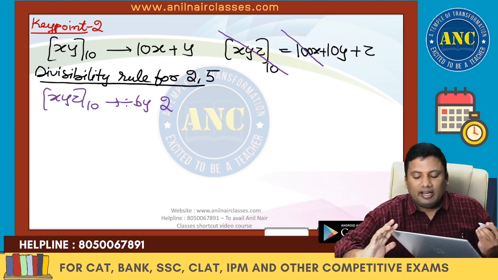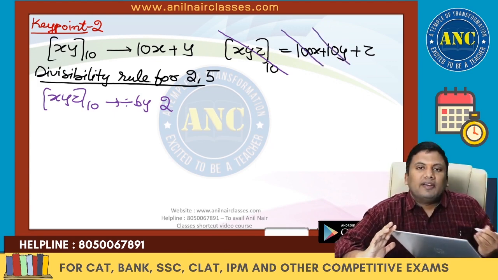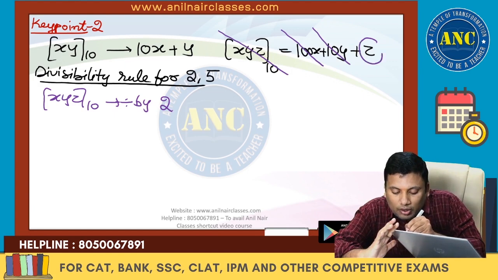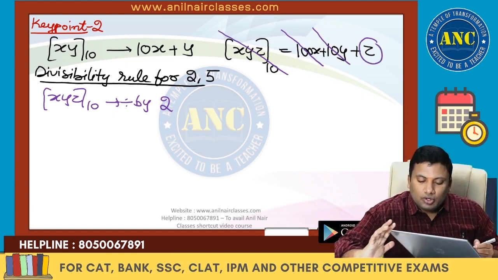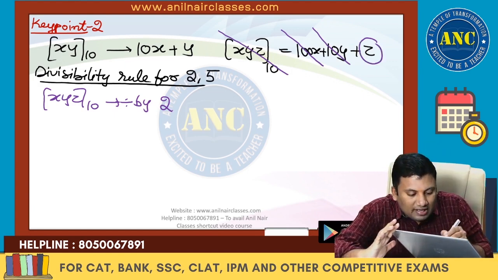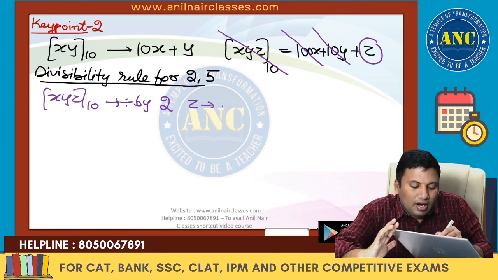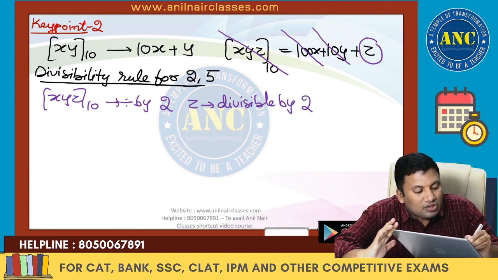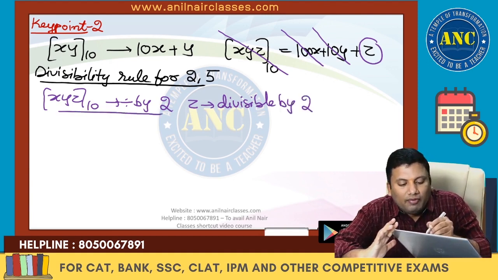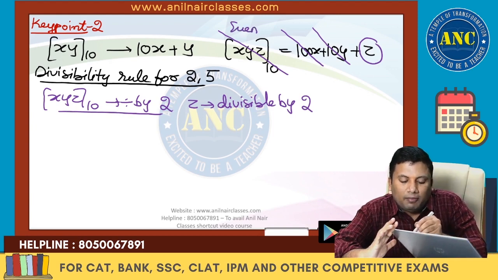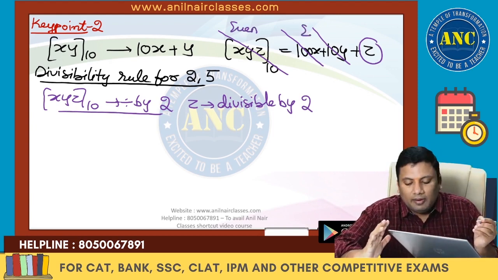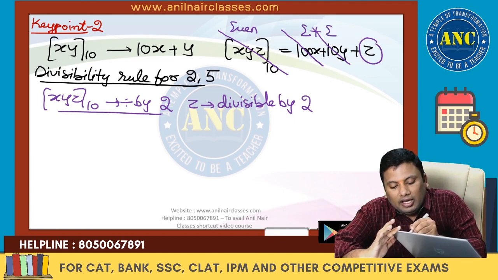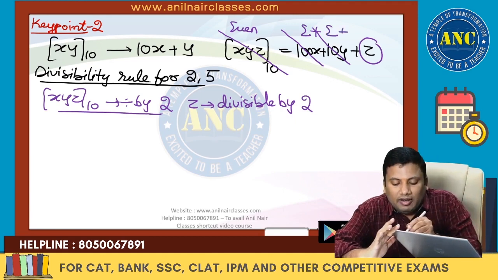100 is anyway divisible by 2. 10 is anyway divisible by 2. Z should be divisible by 2. If XYZ is divisible by 2, that means Z should be divisible by 2. If XYZ is divisible by 2, that means this is an even number. 100 is an even number. Even into any number is even. So this should be an even digit.